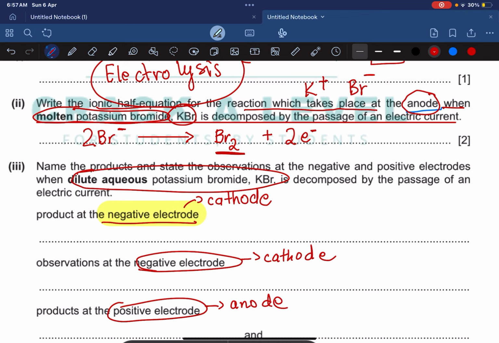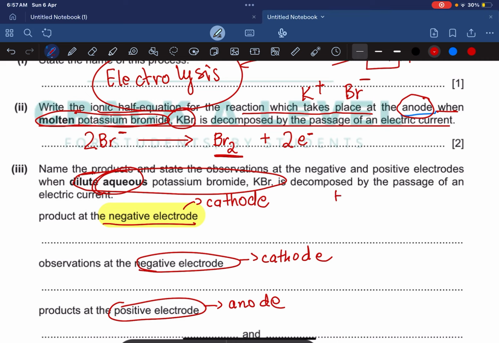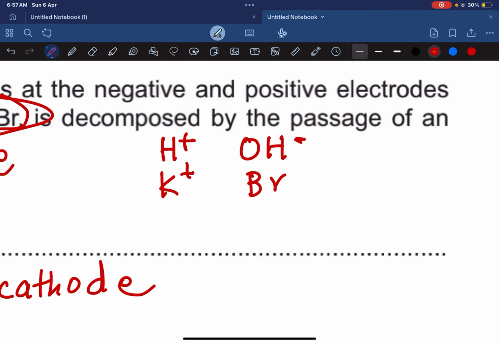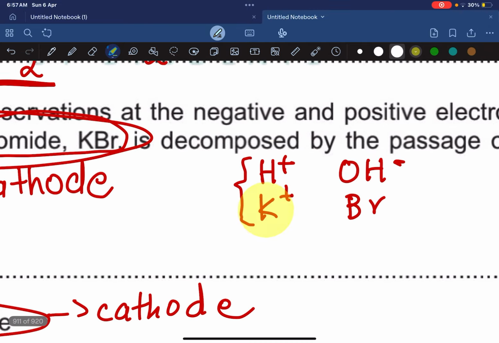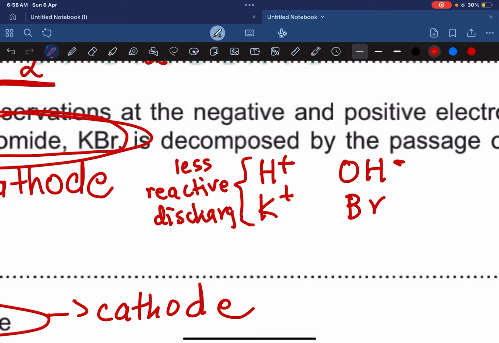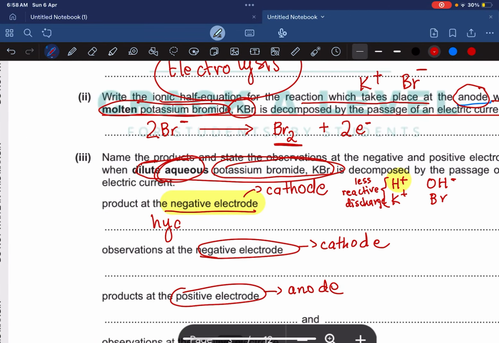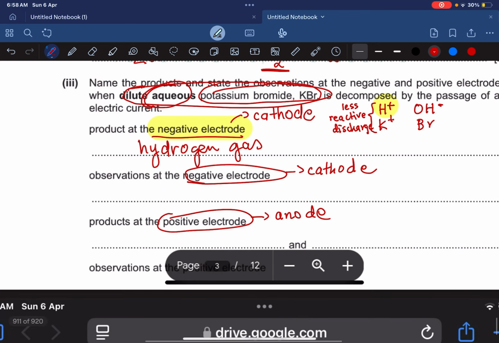So we have dilute aqueous potassium bromide. Dilute and aqueous means that it is going to have H+. Aqueous basically means it's going to have water, so it's going to have H+ and OH-, and KBr means that it's going to have a potassium ion and a bromide ion. Now these are the 4 ions we have in this solution. Basically on the cathode, positive ions discharge. What do you guys think, out of these 2 ions, which is going to discharge, hydrogen or potassium? I'm going to tell you: the less reactive ion. The less reactive you are, the easier it is for you to discharge. So less reactive discharges. Who is less reactive, hydrogen or potassium? Obviously hydrogen is less reactive, so at the negative electrode the product is going to be hydrogen gas. An observation is going to be a colorless gas seen.